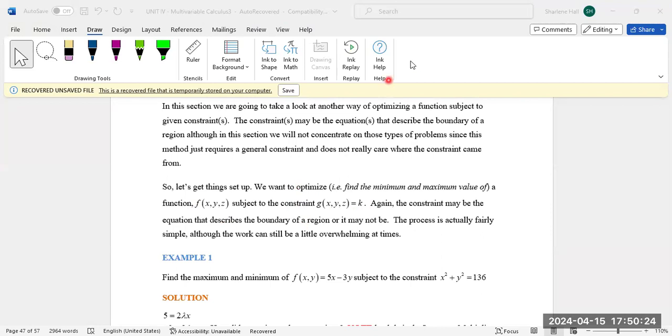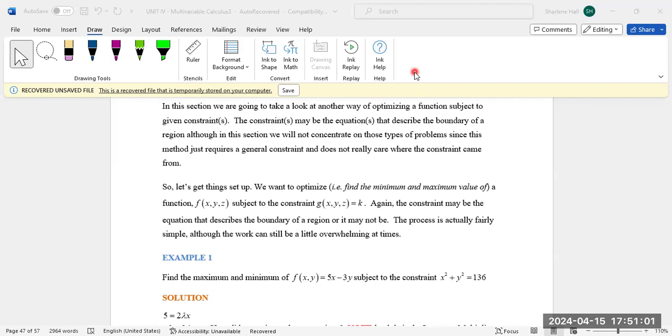All right. So what we're looking at now would be questions on the same f of x, y, z, and it could be subject to a constraint g of x, y, z, which is equal to k. So again, the constraint may be the equation that describes the boundary of a region, or it may not. The process is actually fairly simple, although the work can still be overwhelming at times. And I am going to be very frank and honest with you. The topic is not difficult. The truth of the matter is we can start this and finish this now. We can start it and finish it now.